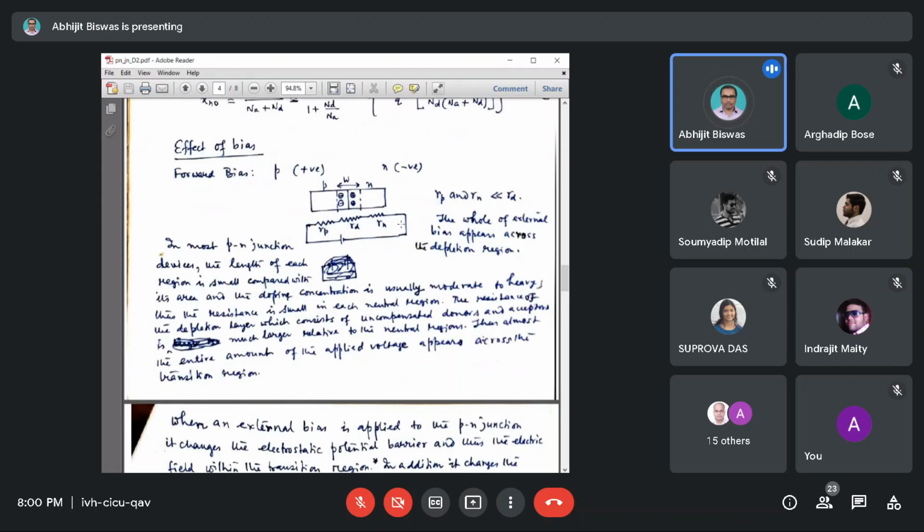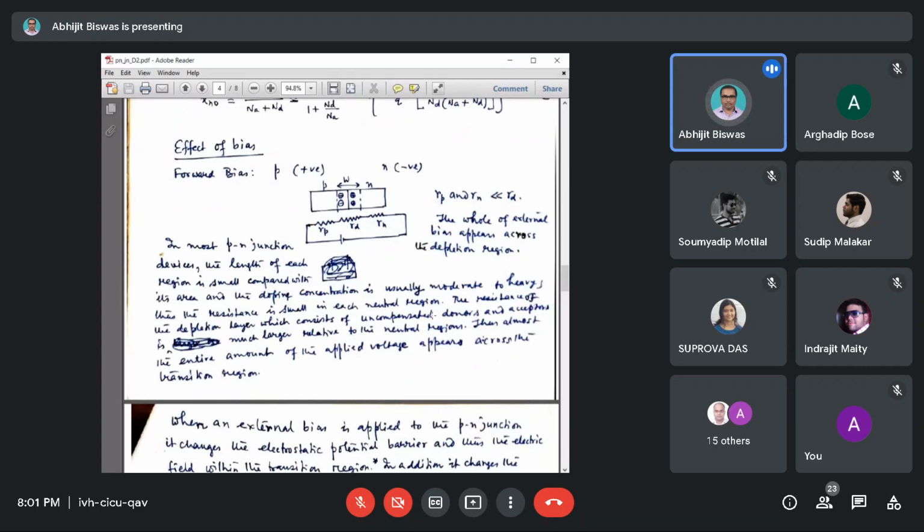Means in the P side there are plenty of holes available. They are all free charge carriers, and they will increase the conductivity of the material there. Similarly, on the neutral N region, there will be plenty of electrons, and they are free charge carriers, and they will increase the conductivity of the material. Therefore, resistance is very, very low.